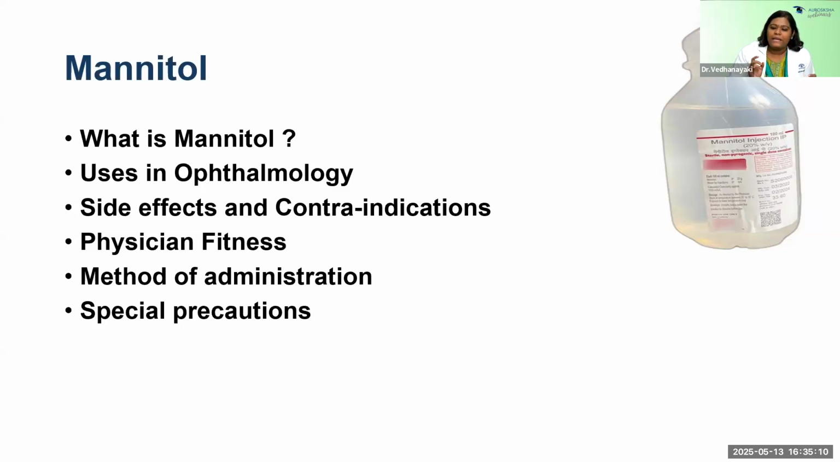So for example, if I am using mannitol, I should know what mannitol is. Mannitol is nothing but a simple sugar which does not get absorbed much into the system and gets excreted through the renal system. So I should know what that particular drug is. Why am I using the drug for the patient? Usually mannitol is used to decrease the intraocular pressure.